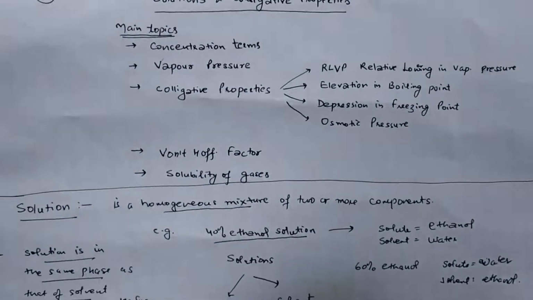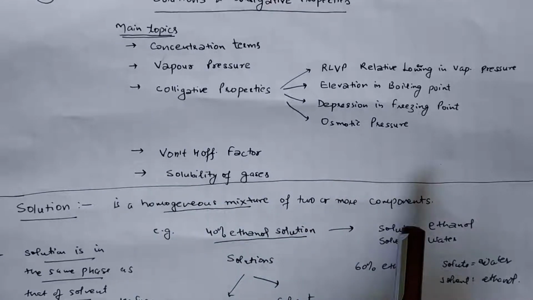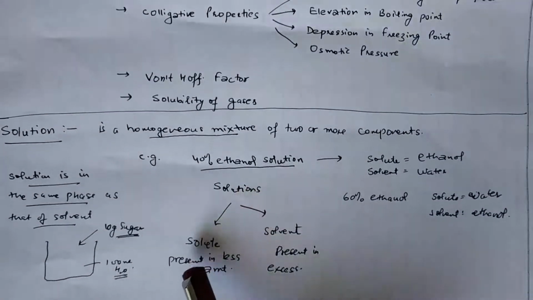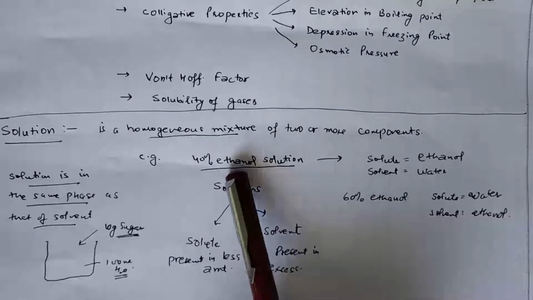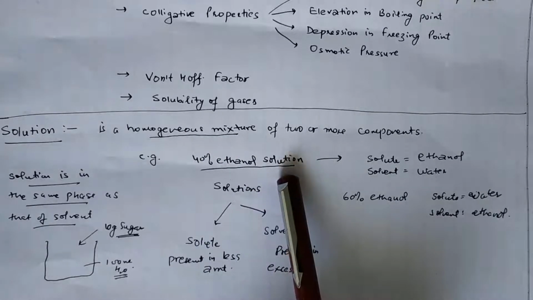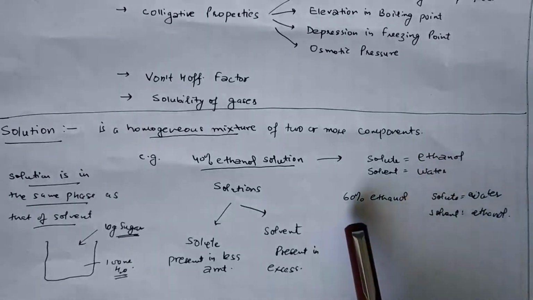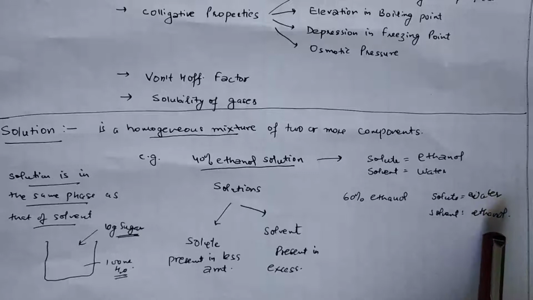First of all, the definition of a solution is a homogeneous mixture of two or more components. It may be two components or more. A solution is divided mainly into two parts: solute, which is generally present in a small amount, and solvent, which is present in excess. For example, if we take a 40% ethanol solution in water, the solute is ethanol and the solvent is water. If we take a 60% ethanol solution, then the solute is water and the solvent is ethanol.